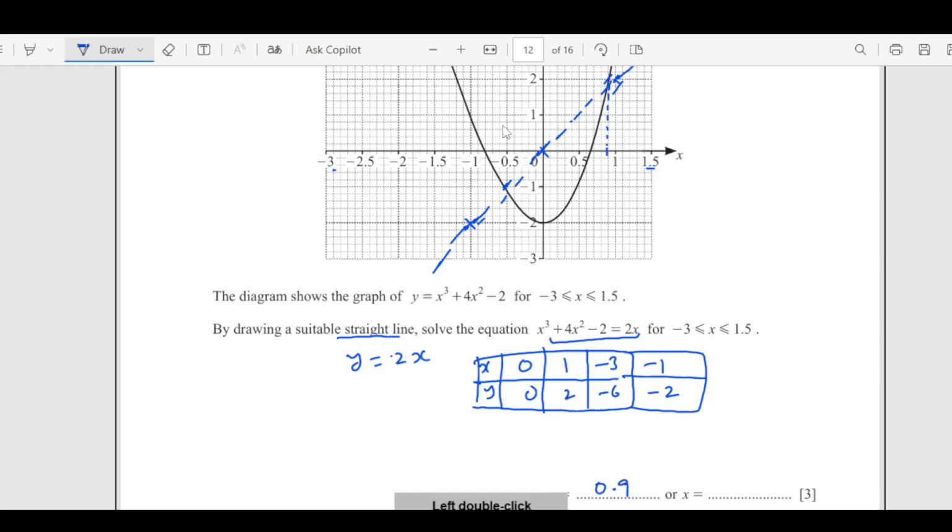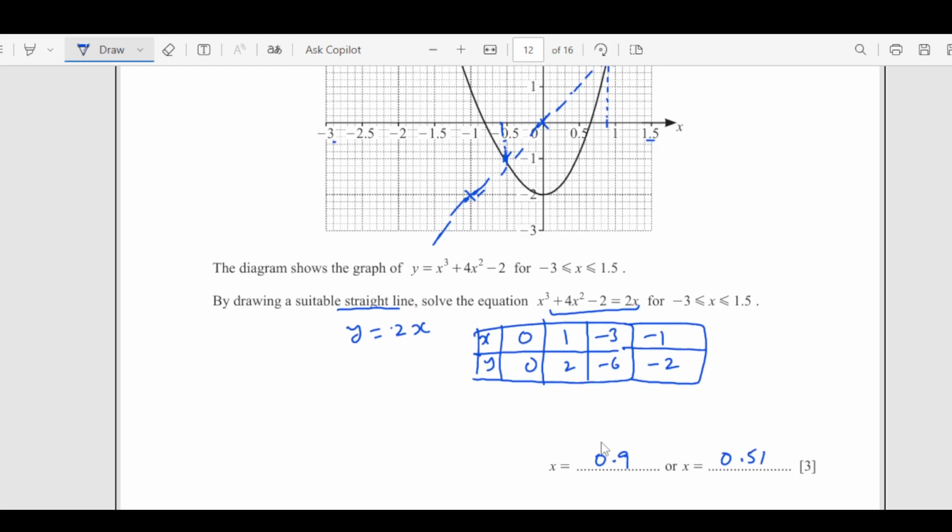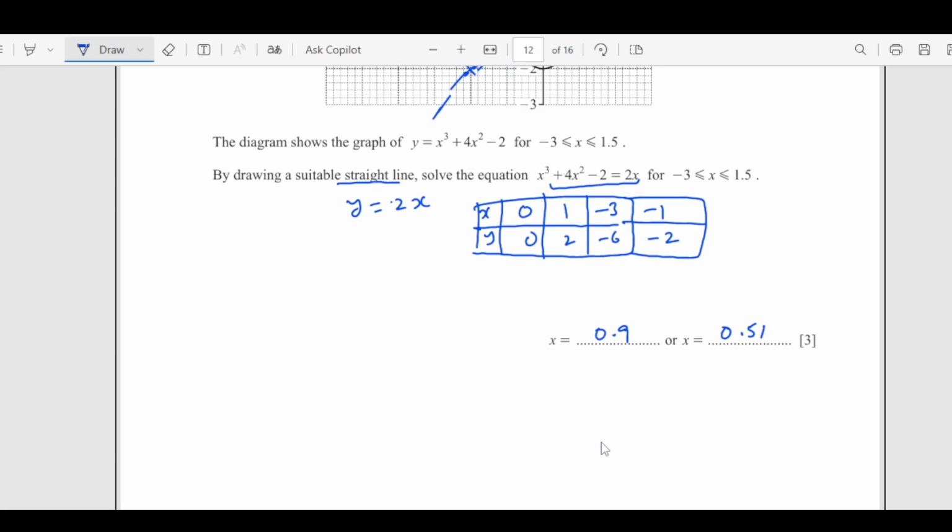Another value of x is here. So if you go like here, somewhere here, it may be 0.51, something like that. But in your marking scheme, the answer lies between... sorry, this is negative 0.5 to 0.55.